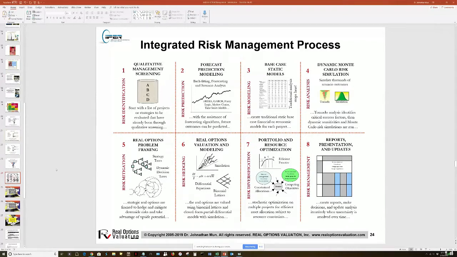If you look at the y-axis, everything has the word risk in there: risk identification, risk prediction. So identify what the risk is. That's the qualitative piece where you do management screening, qualitative analysis. You say strategically, we're thinking of doing X, Y, and Z, A, B, C, and D. Then, let's go predict what the future may or may not hold. That's where the forecast prediction comes in.